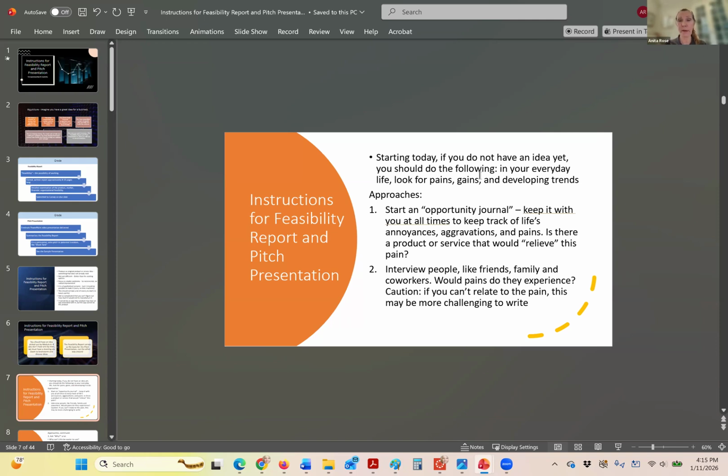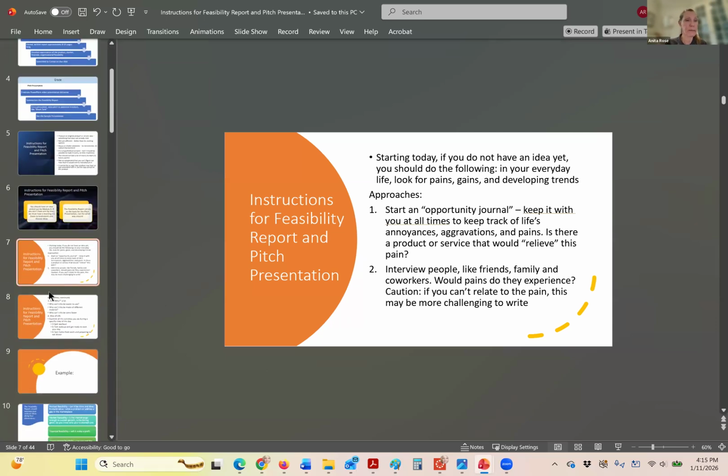So I want you to think about that. You might want to keep an opportunity journal, things that become relevant in your life. You want to think about certain pain points, pains or gains, right? We've talked about pains or gains. We'll be talking about them again. So it's either a pain that someone wants to relieve or some type of gain they want to improve. So we want to think along those lines.